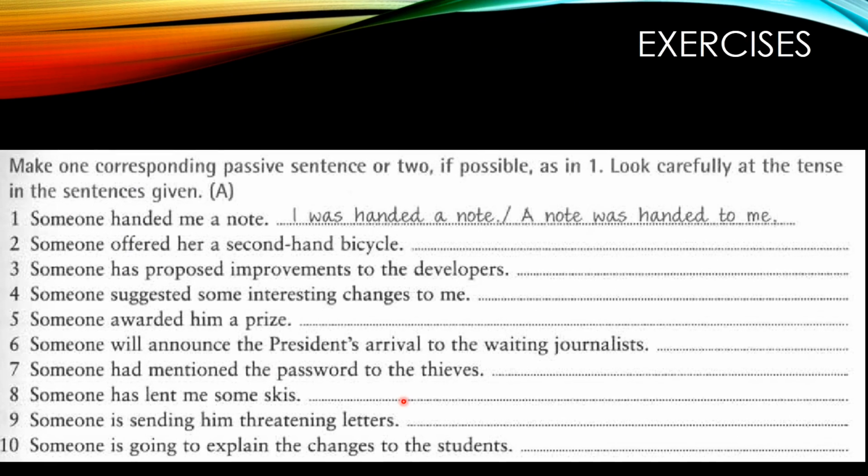Now this is your first exercise on the things we have just discussed. Read the task carefully, pause the video, because on the next slides you will see your answers. Make one corresponding passive sentence, or two if possible, as in one. Look carefully at the tense in the sentence given. That is important, especially when you're working with passives. The tense in the first sentence will be the same as the tense in the next sentence.